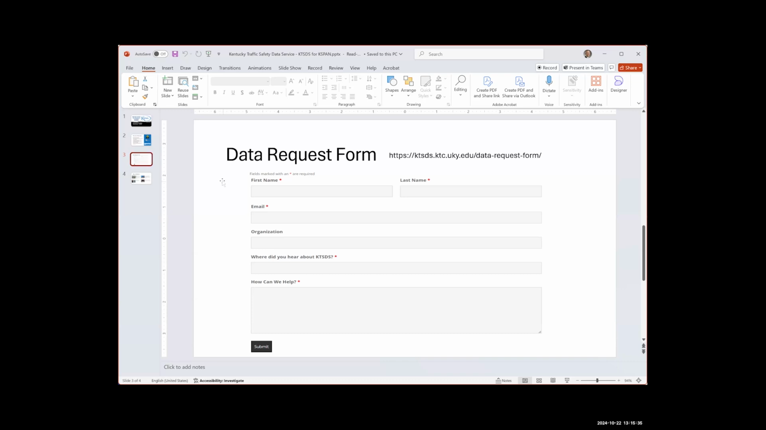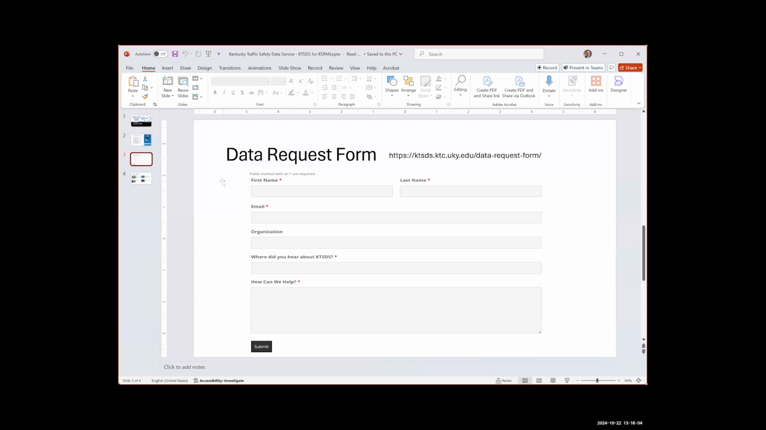And I guess we've had requests from the media. For example, we had requests from the Wall Street Journal, who was interested in the safety experience of electric vehicles, and they were doing a national study, but they didn't have anything on Kentucky, so we were able to help them with that. Sometimes lawyers might contact us.